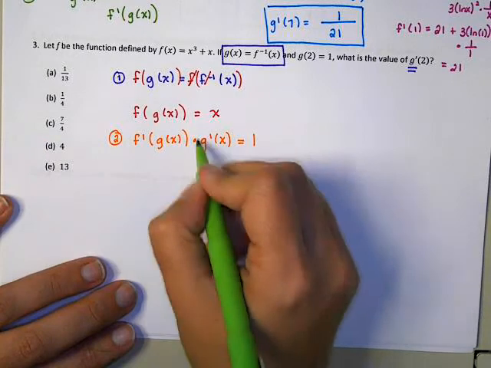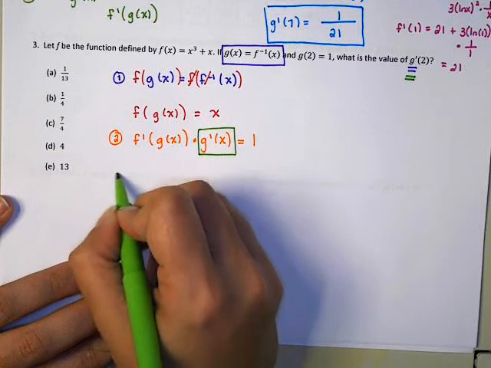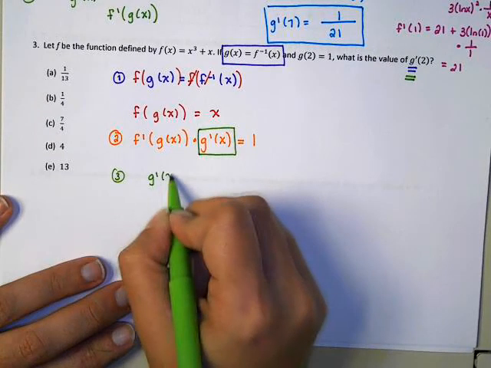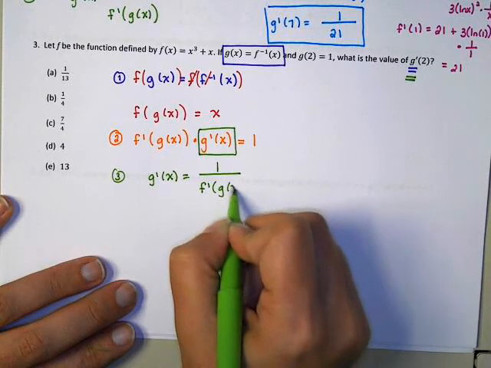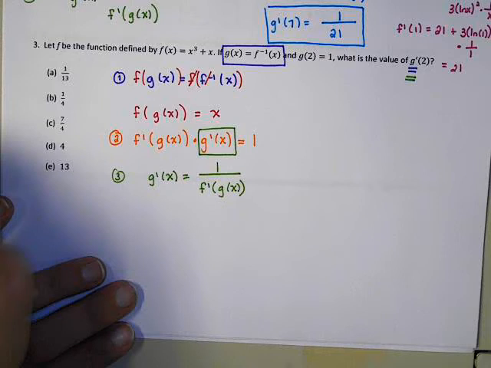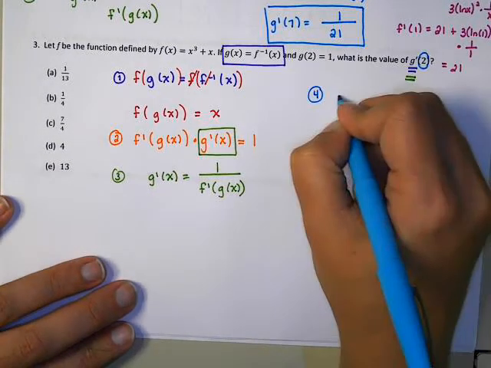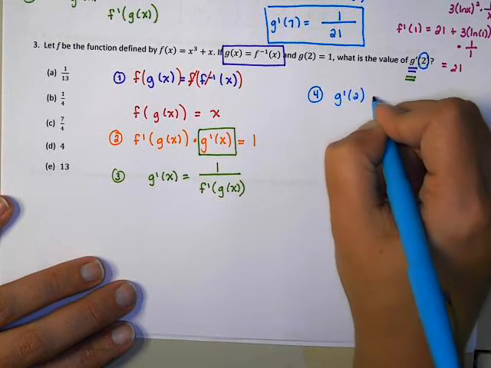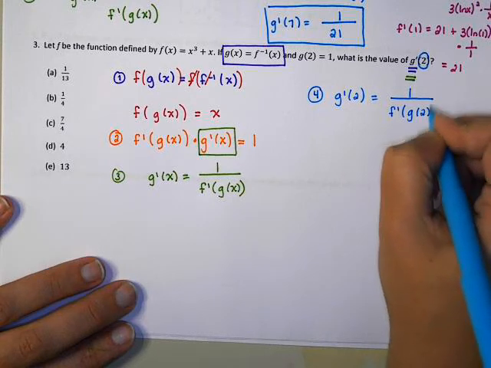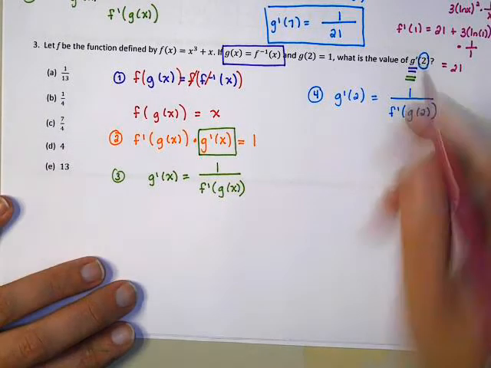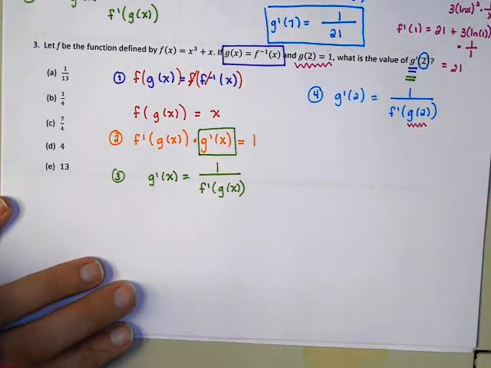Next, I'm going to solve to get g prime by itself because I'm trying to find g prime. So g prime of x would equal 1 over f prime of g of x. Step number 4 now is to substitute in my value, and my value in this problem is 2. So g prime of 2 would be 1 over f prime of g of 2. To find g of 2, I either need to know g of x's function or realize that I was actually told that in the instructions.